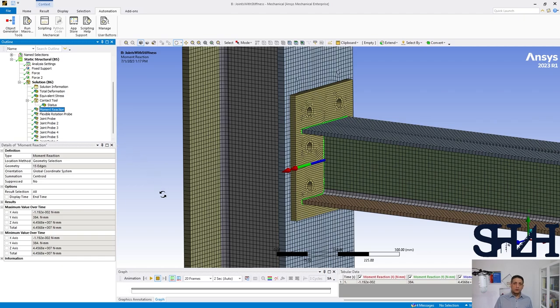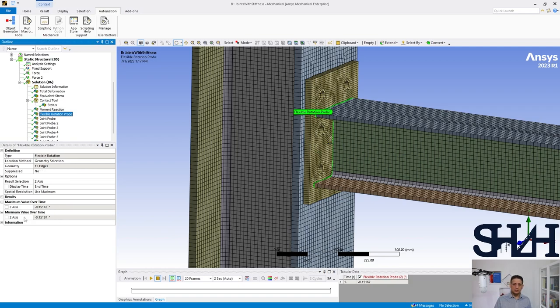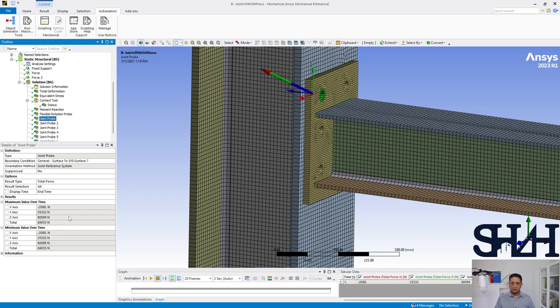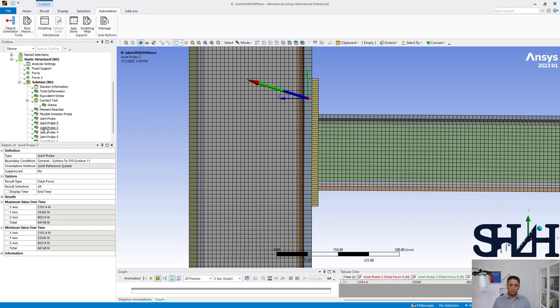Moment, it was 46 kilonewton meter in the other video. Here it is 44.5, as we can see here. The rotation was 0.13, here it's 0.15. As we can see, it's more flexible and it can rotate more. And the loads here for Z direction, 80 kilonewton. It was more because it was rigid and it didn't allow to deform. But here we have flexible and it can take according to the deformation. 80 kilonewton, reasonable. And shear force is 25 kilonewton. That would be more reasonable.